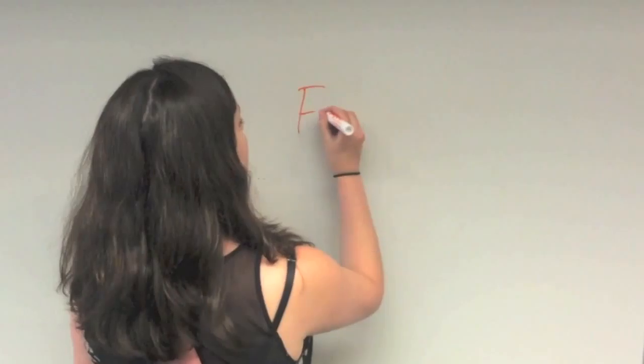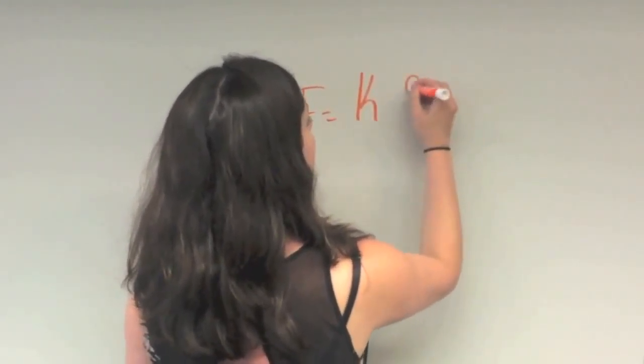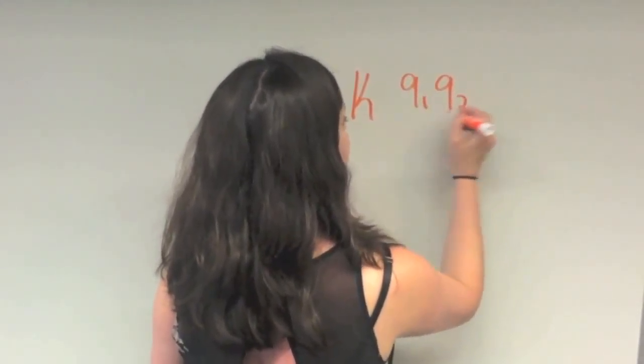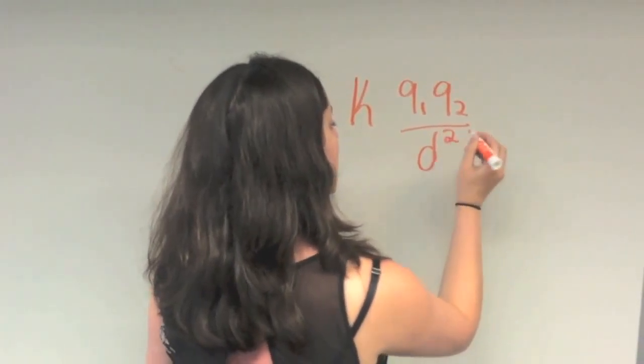Lastly, we have Coulomb's law, developed by Charles Coulomb. The law states that the force between two charges, Q1 and Q2, in a vacuum is proportional to the product of the charges and inversely proportional to the square of the distance d between the two charges. The formula is F equals k Q1 Q2 over d squared.